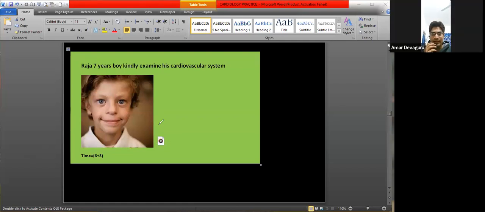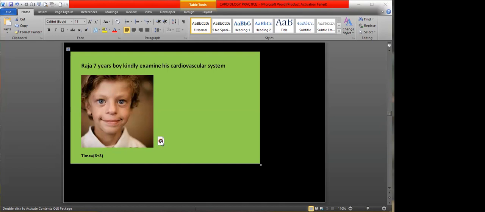So I will ask him to take a deep breath in and out and hold it in expiration. So is the murmur better heard, sir? So that is most prominent in the second intercostal space on the left side, and yes, that murmur is changing with respiration, and here is the murmur. Now you can hear the murmur. Okay.